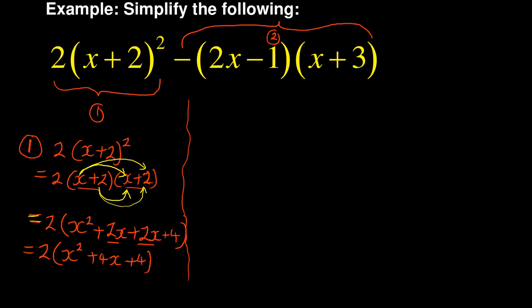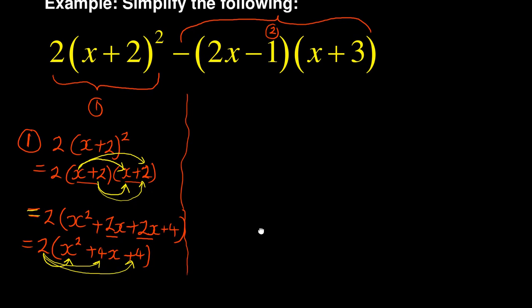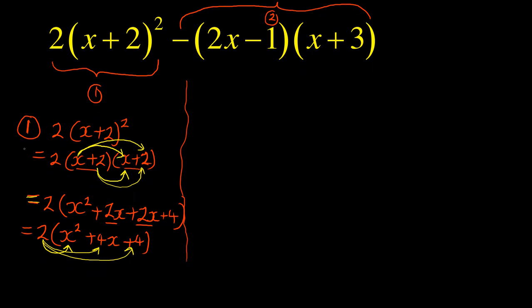But now you need to continue and expand. Now the 2 will multiply each term: the 2 will multiply, and the 2 will multiply, and the 2 will multiply. So this is more like we are further expanding that case. So it is going to become equal to 2 times x squared, it is 2x squared, plus 2 times 8x, which is 16x, and then 2 times 4, plus 8.